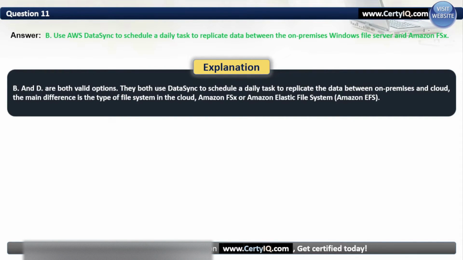B and D are both valid options. They both use DataSync to schedule a daily task to replicate the data between on-premises and cloud. The main difference is the type of file system in the cloud, Amazon FSx or Amazon Elastic File System.